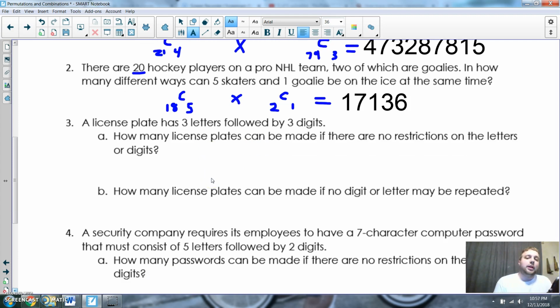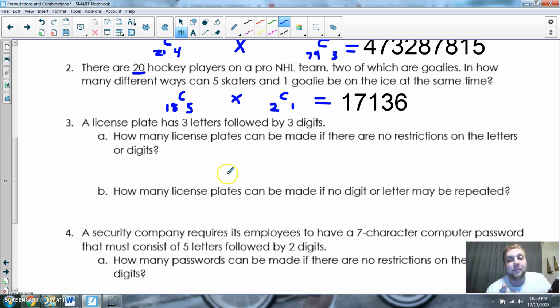A license plate has 3 letters followed by 3 digits. How many license plates can be made if there are no restrictions on the letters or digits? Alright, so does order matter? Let me think about this for a second. Alright, they almost tricked me on this one. This isn't a permutation or a combination because we can have repeated numbers. And so basically, this one's a little tricky.